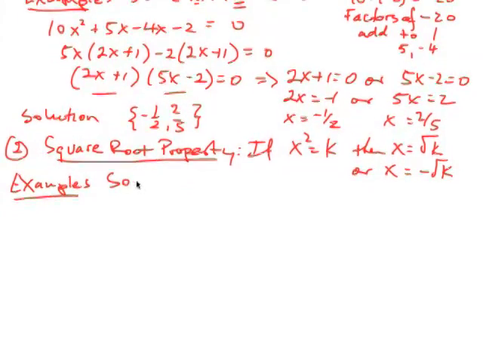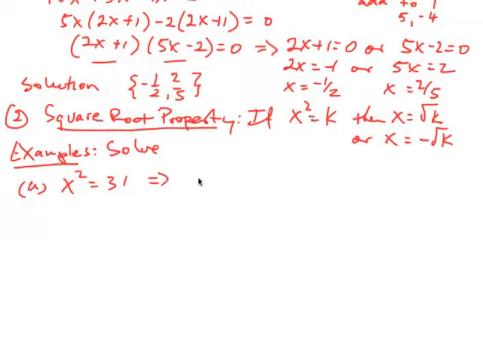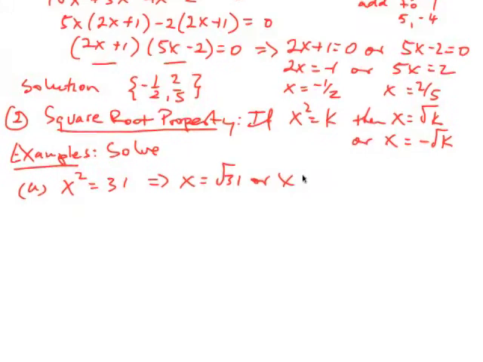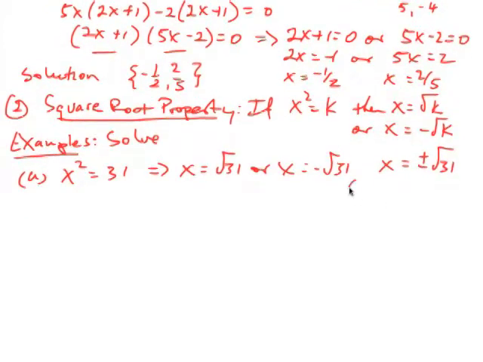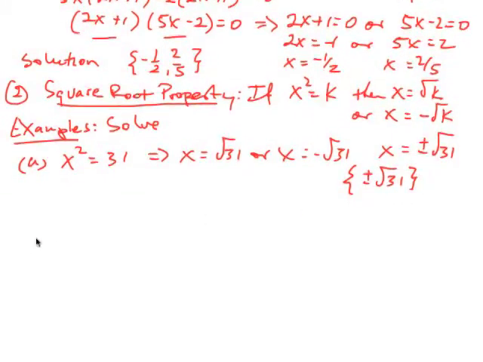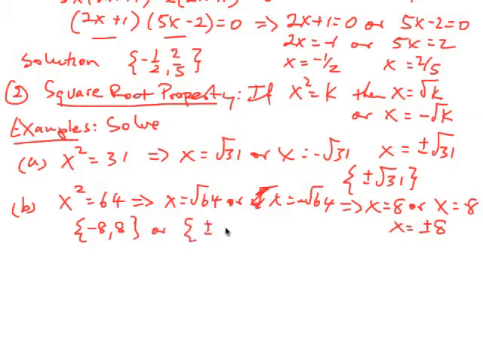So for example, let's suppose I want to solve each of these quadratics. Let's suppose I have x squared equals 31. Then this implies that x is equal to the square root of 31, or x is equal to the negative square root of 31. We sometimes write this as x equals plus or minus the square root of 31. Part B. Let's suppose I have x squared is equal to 64. Then x is equal to the square root of 64, or the negative square root of 64, which implies that x is equal to 8, or x is equal to negative 8. Sometimes we write this as x equals plus or minus 8, and this would be our solution.